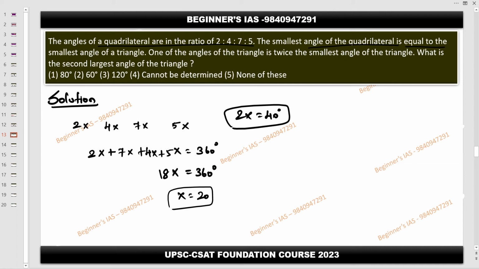Then one of the angles of the triangle is twice the smallest angle of the triangle. What is the second largest angle of the triangle? Sir, the answer is 80. No. So 70. 70 is also wrong.